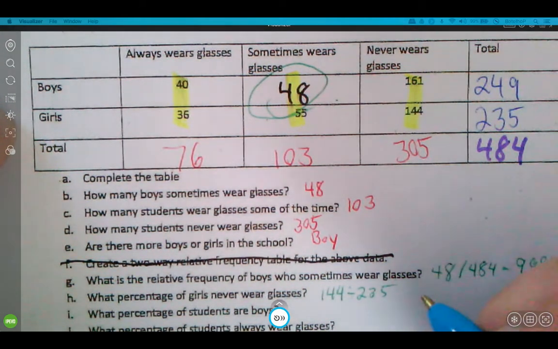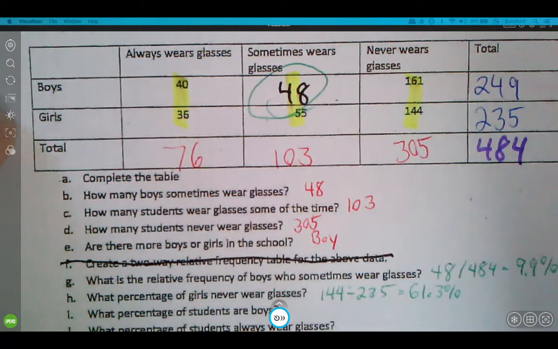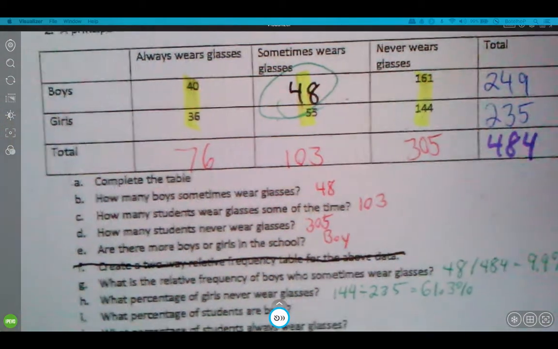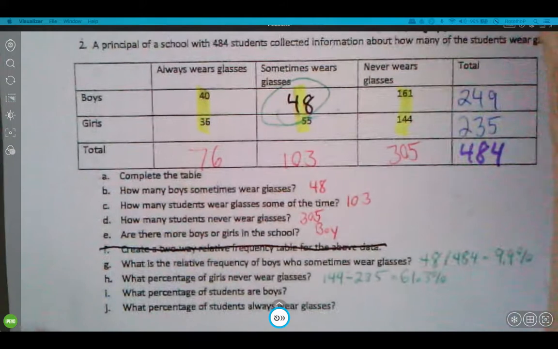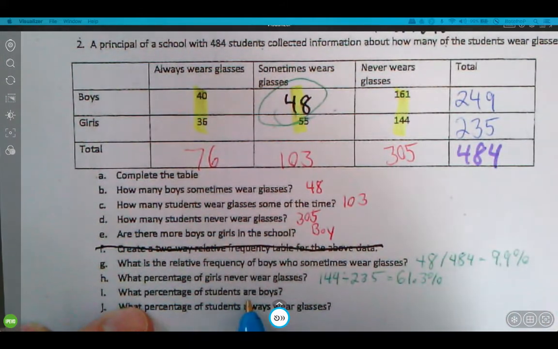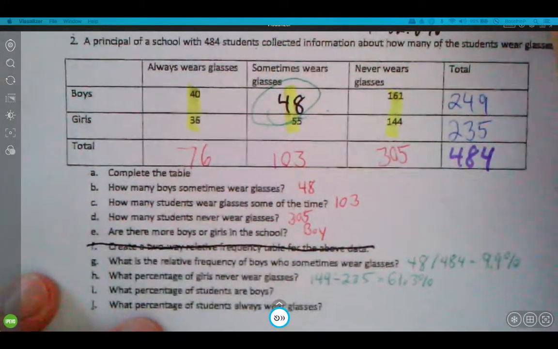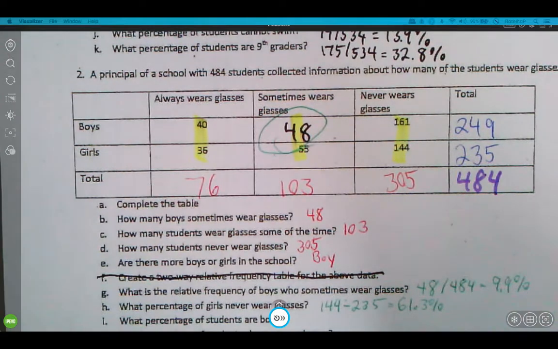I would say 61.3% for that. Okay, next one. Let me zoom out so we can see the question at the same time. What's the percentage of students that are boys? Okay, so what do you think you're going to divide for percentage of students that are boys?